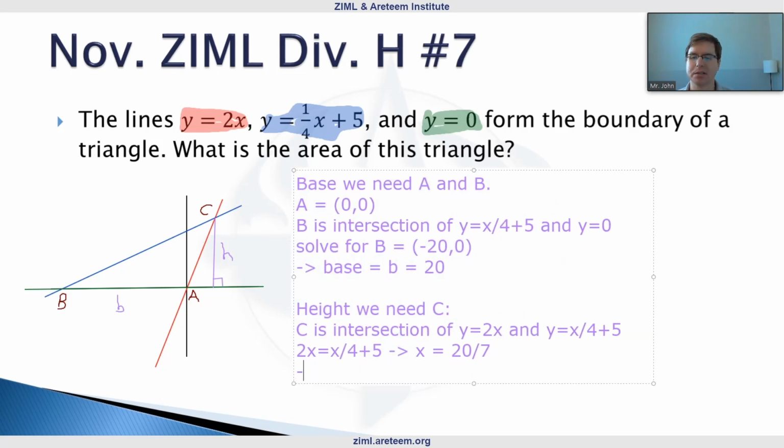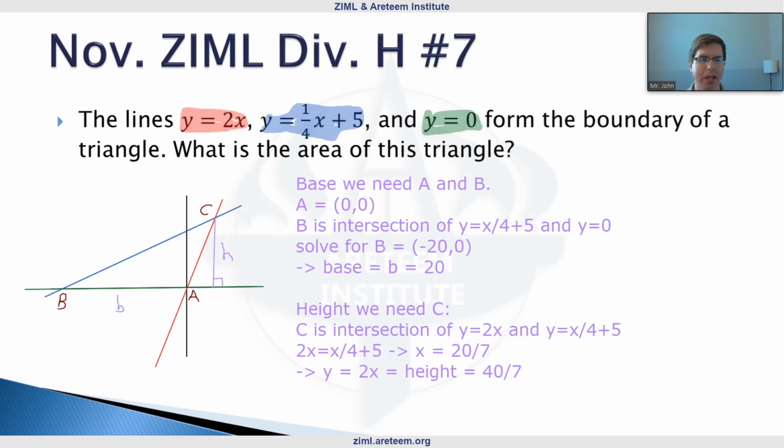So this tells us that y is 2x, which equals the height, which equals 40 over 7. That gives us the height of the triangle. So we're just taking this piece by piece. Area of a triangle is 1/2 base times height. We've now found the base using algebra. We found the height using algebra. And so now we're ready to put everything together to give us our final answer.